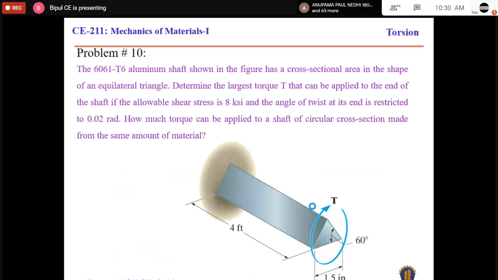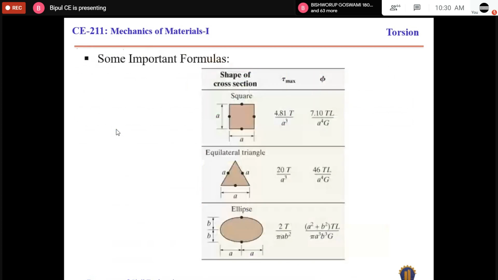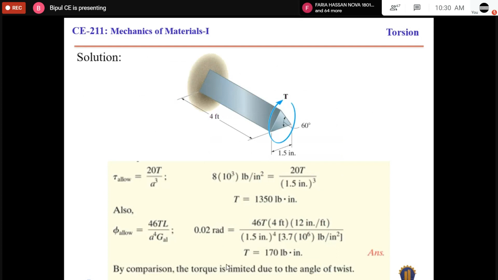But there is another condition. The value of maximum torque must be such that the angle of twist of this free end will be equal to or smaller than 0.02 radian. So if we consider this equation, it again contains the term torque, so from this equation we can get another value of maximum torque. From this criterion, the value of maximum torque is 170 pound inch.